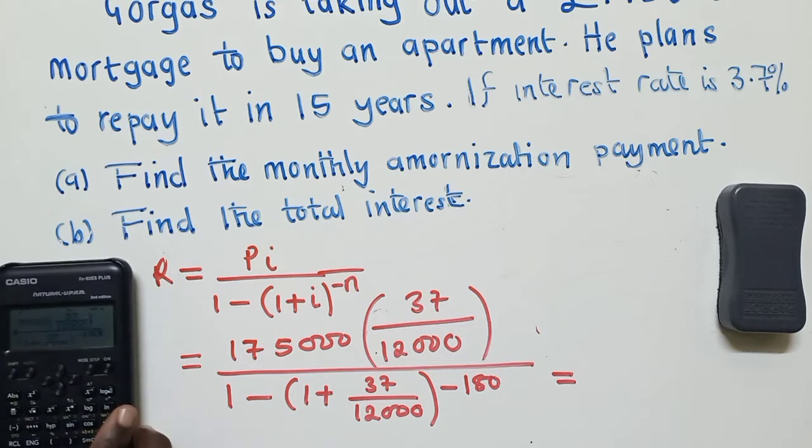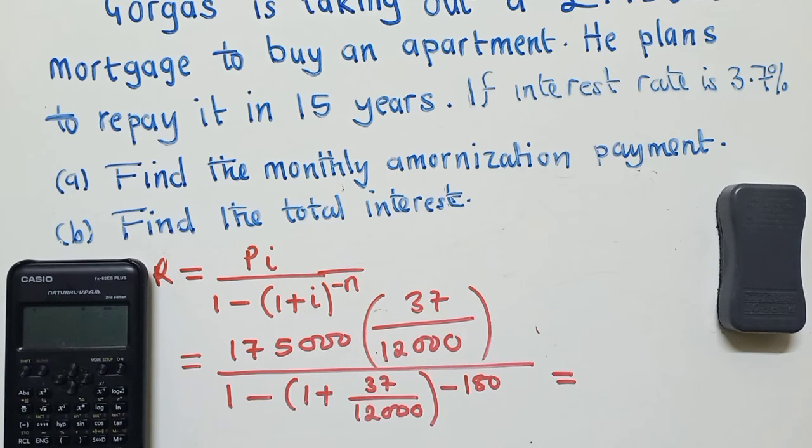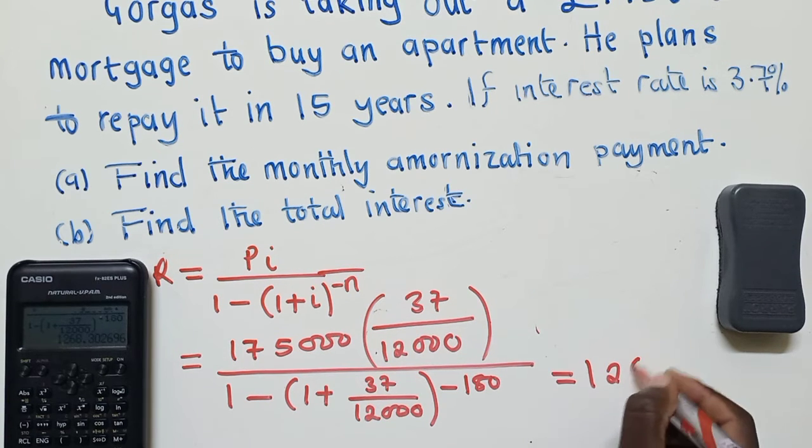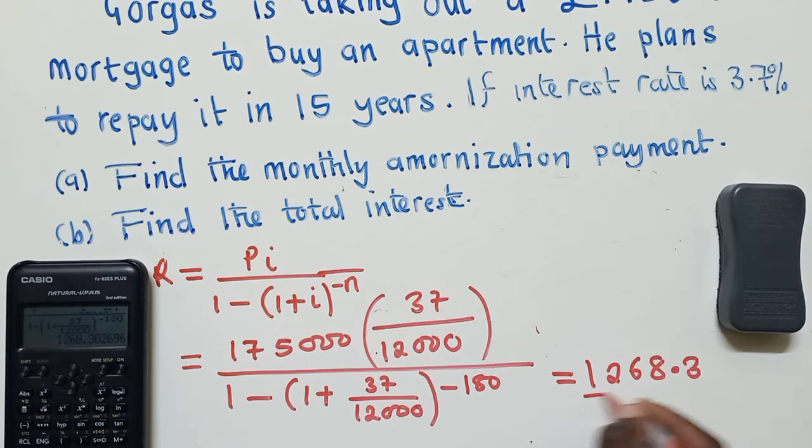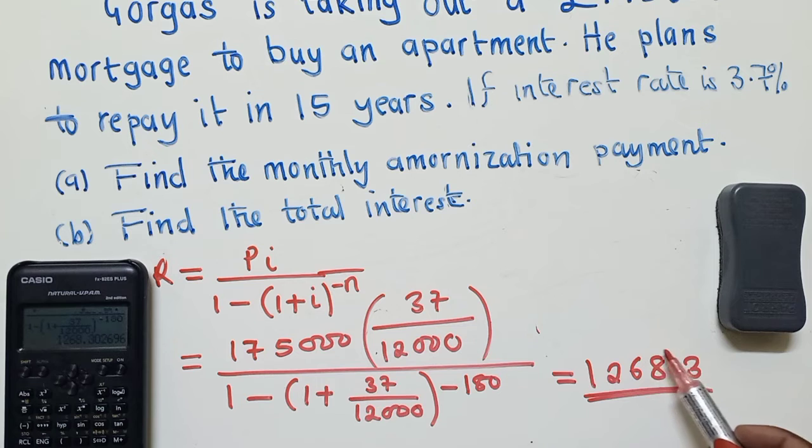All right, so when I punch this on my calculator, what answer am I getting? I'm getting 1,268.3. So this person is supposed to pay this amount each month for the loan. And this is the solution for question A.